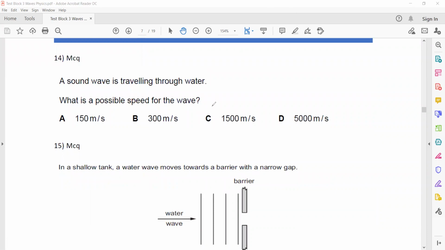So this is a sound wave in a liquid, passing through water. That's why C is the right answer.